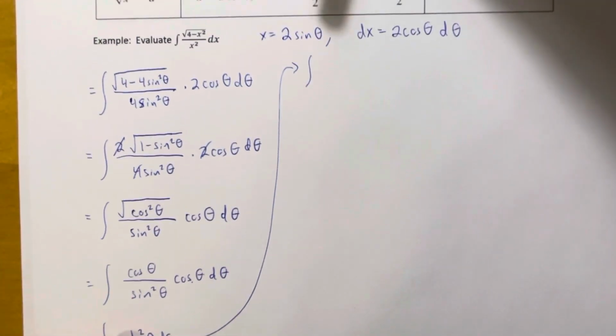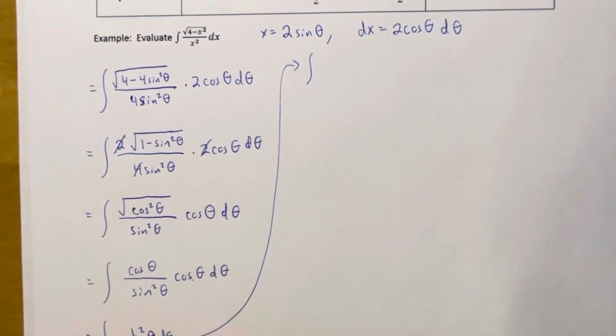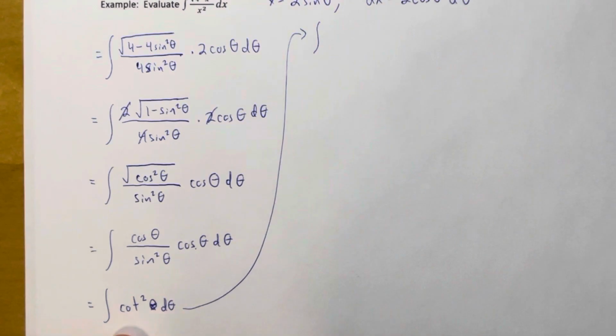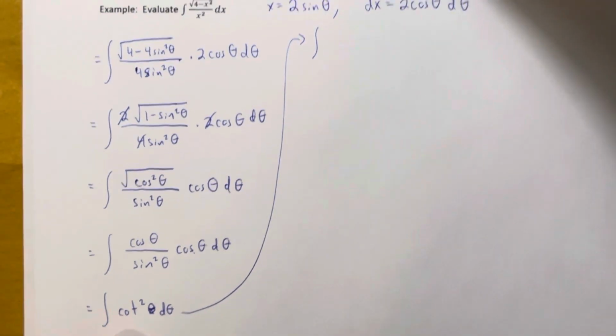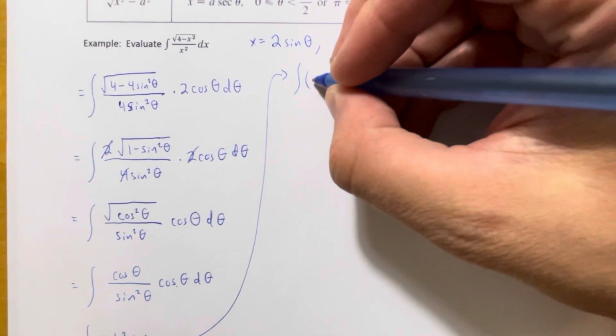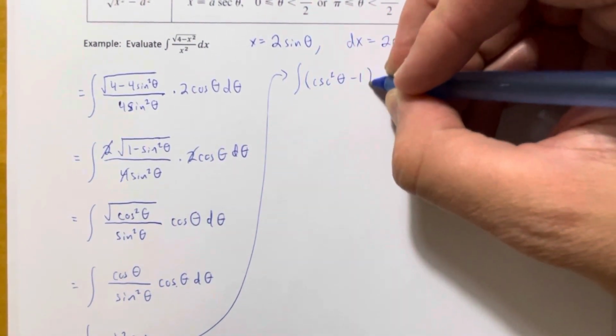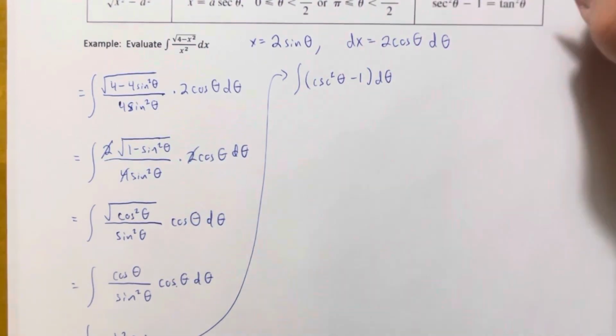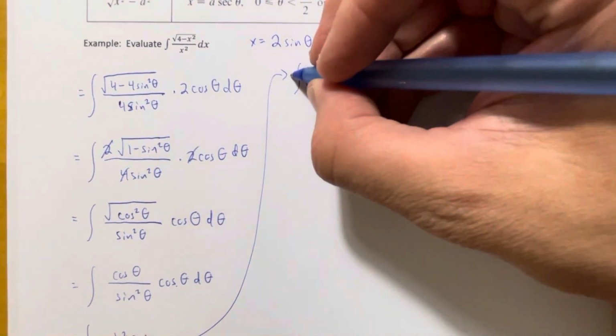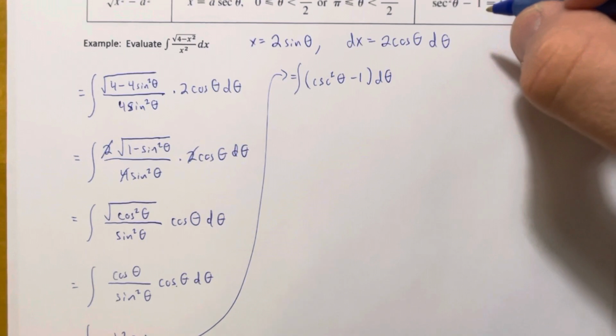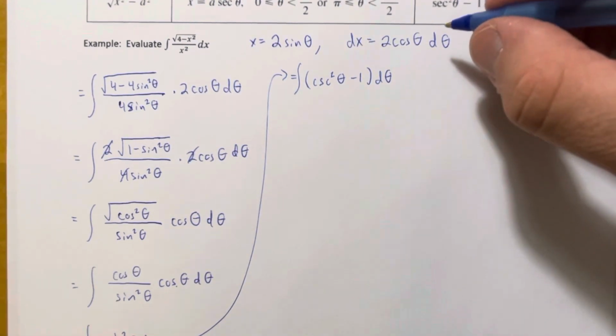From my Pythagorean identity, I actually know that cotangent squared of theta is the same thing as cosecant squared of theta minus 1. This is from trig that we know. If you don't remember these trig identities, you'll definitely want to be reviewing them for this entire chapter, really, because we do a lot with trig identities in this chapter.